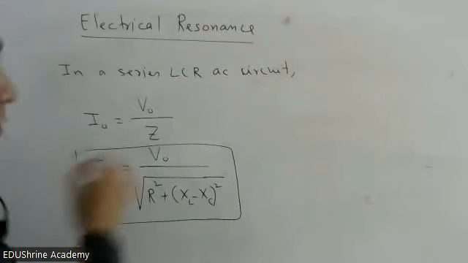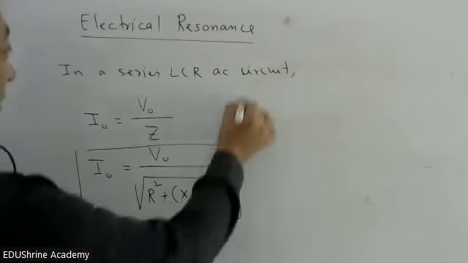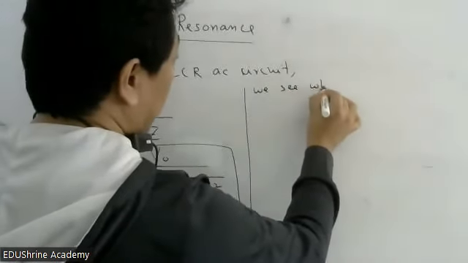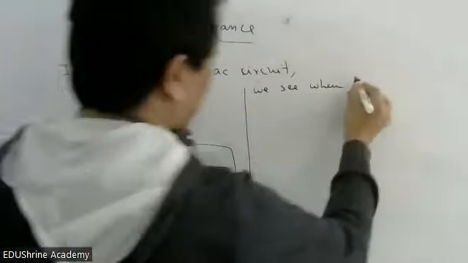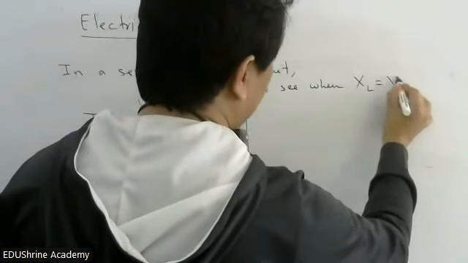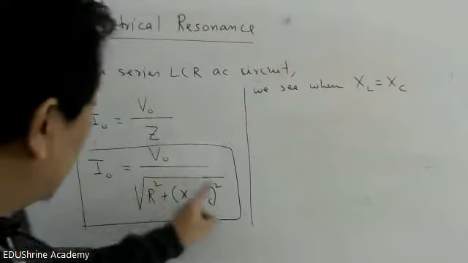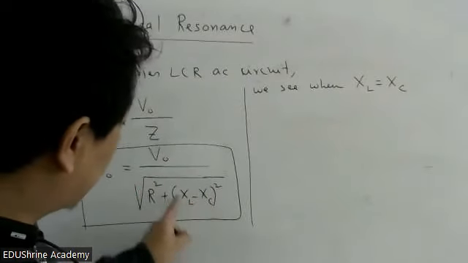Now observe this formula carefully. We see when XL becomes equal to XC, what happens to your denominator? This one, what happens?